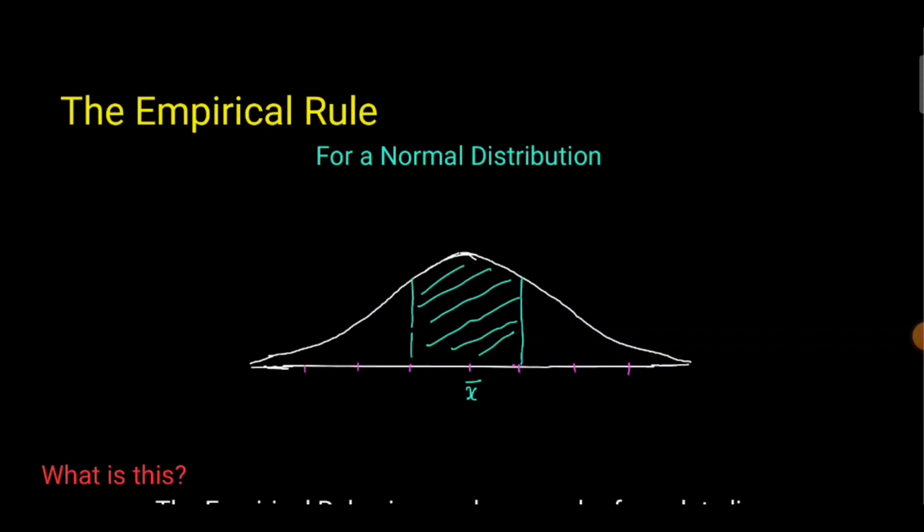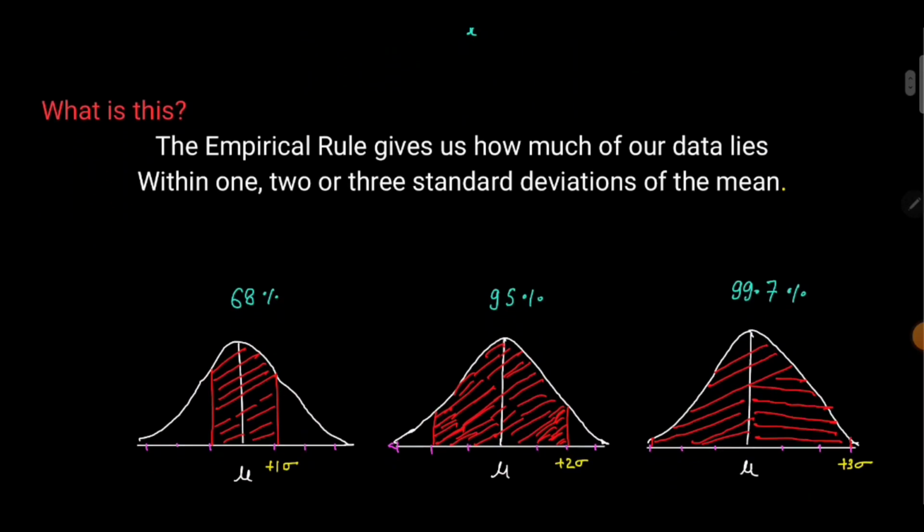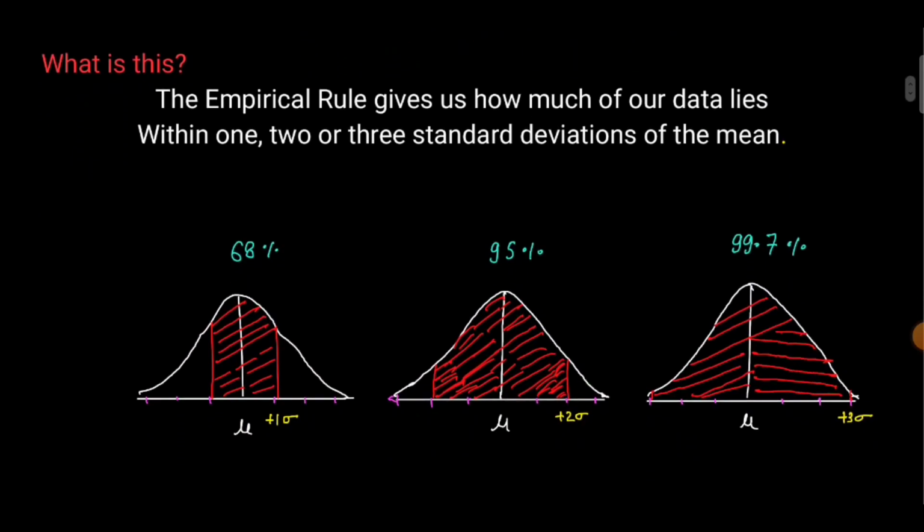So in this video, we're gonna learn about the empirical rule for a normal distribution. First we're gonna learn what the empirical rule is, and after that we're gonna solve a few examples. The empirical rule gives us how much of our data lies within 1, 2 or 3 standard deviations of the mean for a bell-shaped distribution.